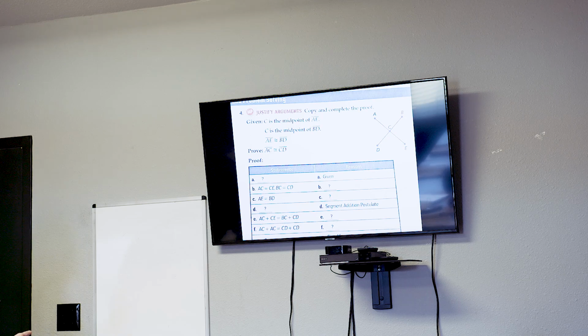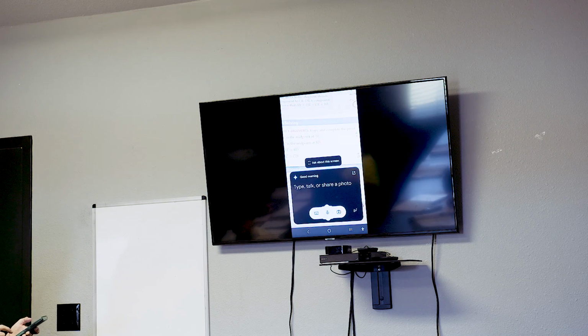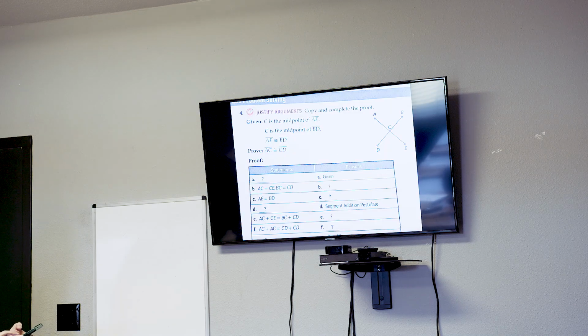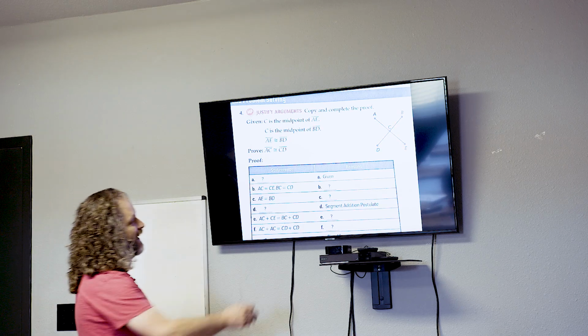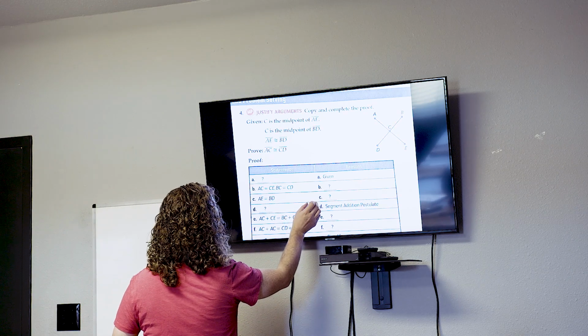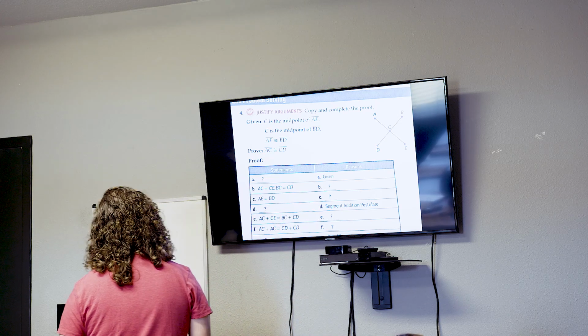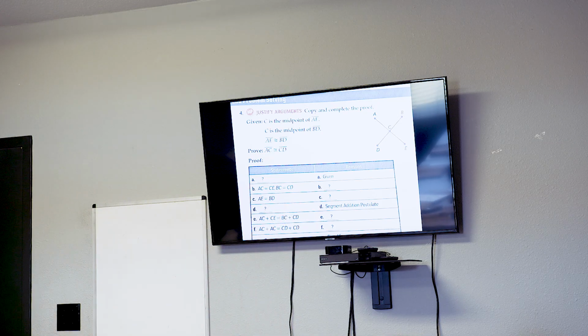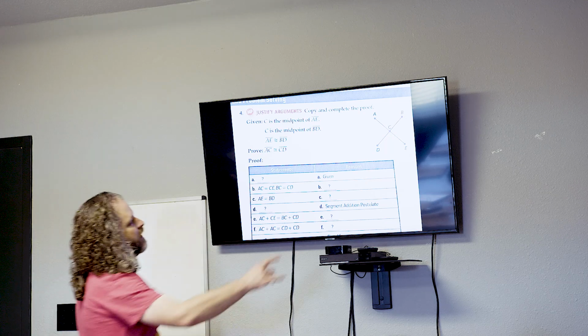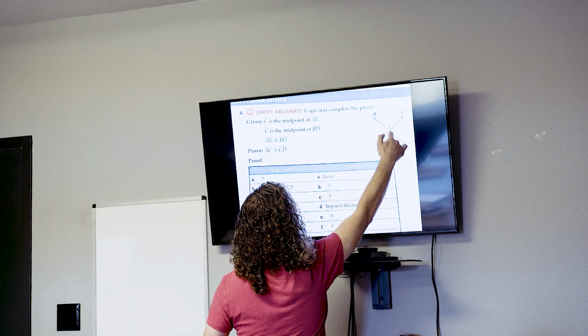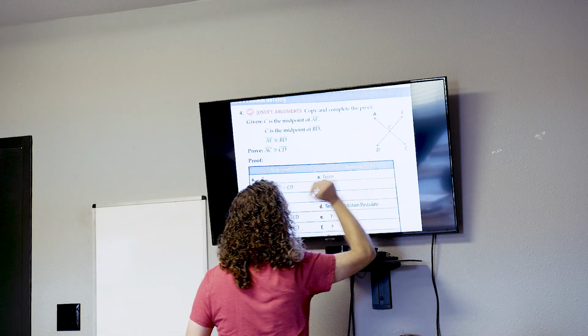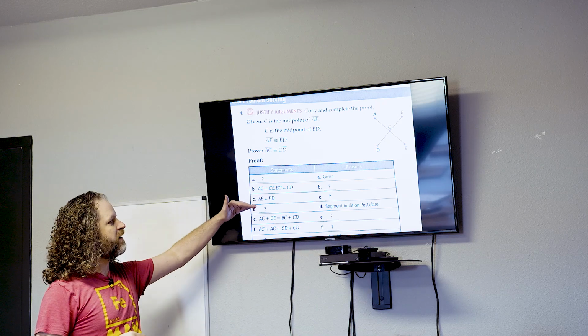Okay, so it's the one with AE. The measure of AE is going to be on one side of one of them. What's going to be on the other side? The measure of AC plus the measure of CE equals the measure of AE. Absolutely. That is absolutely going to be one of them right there.